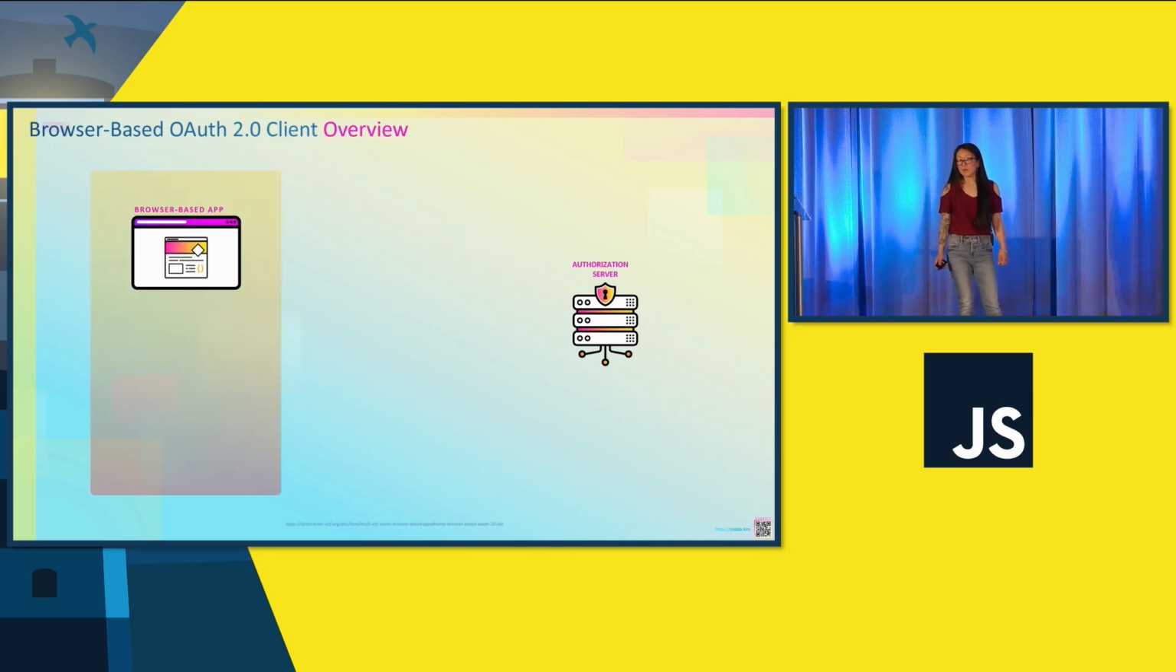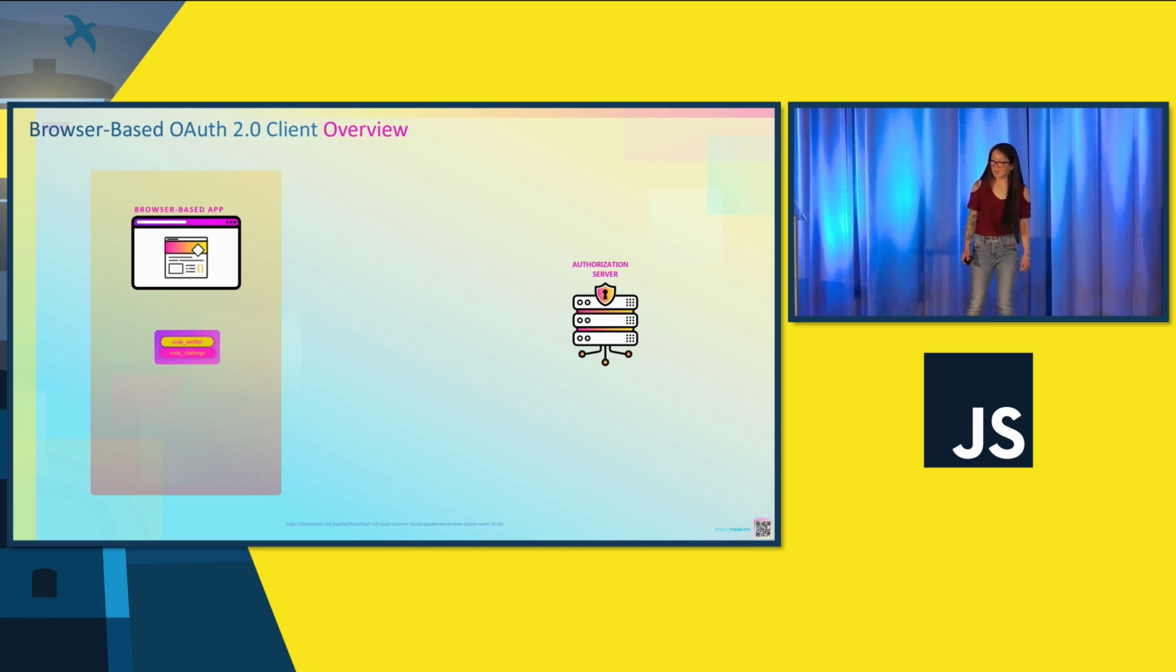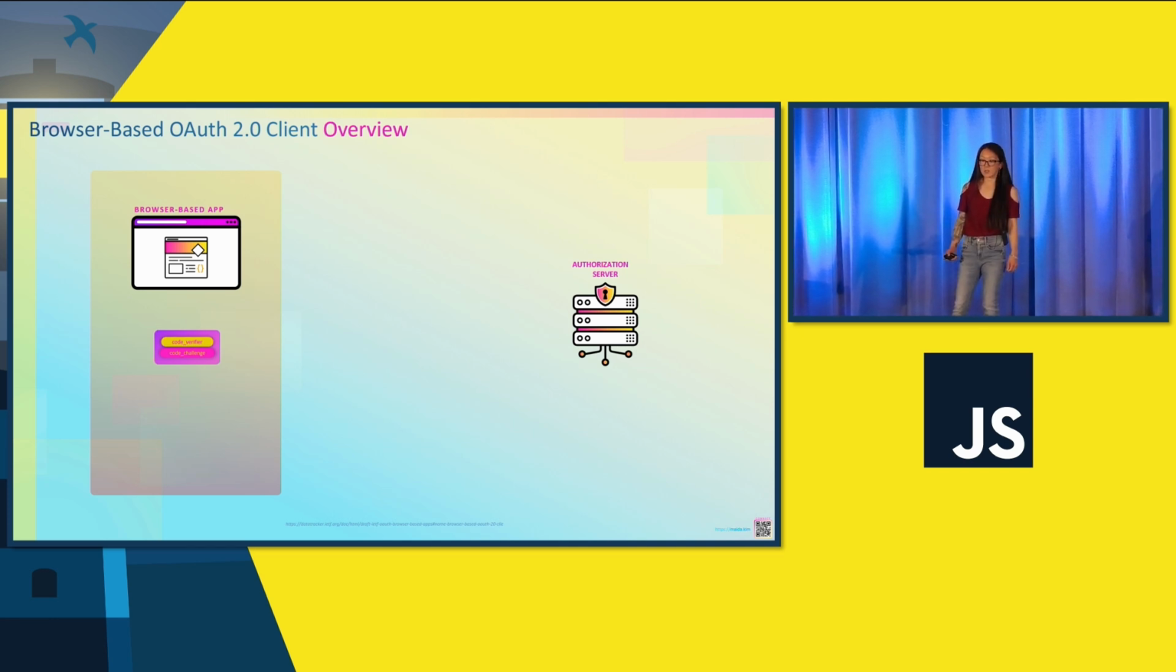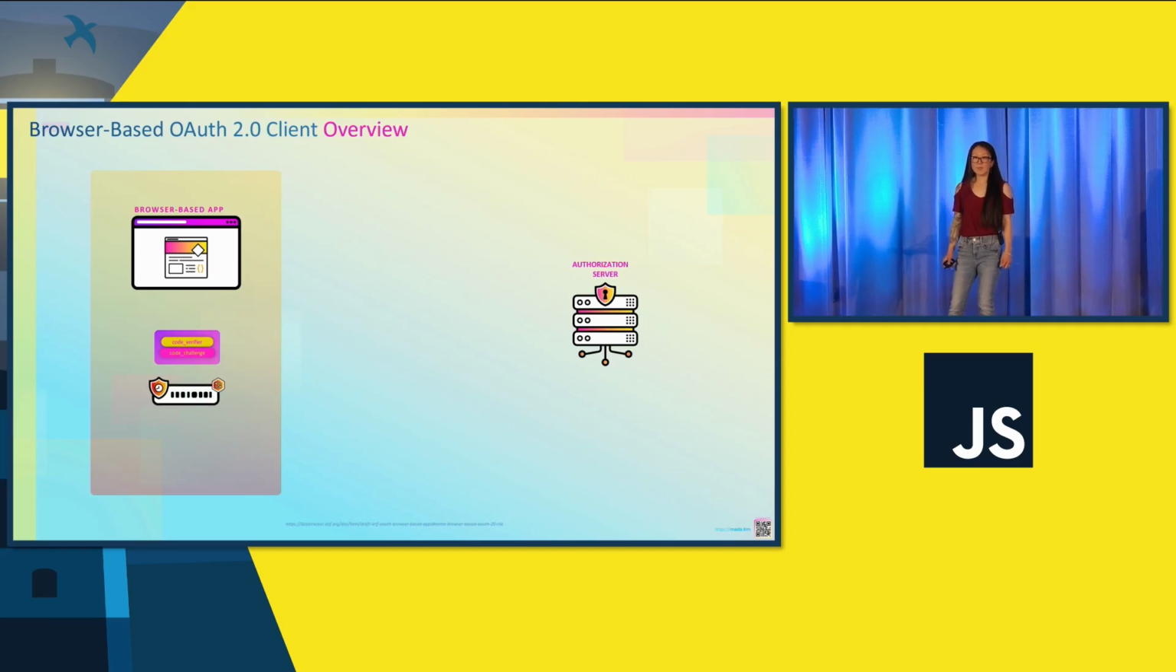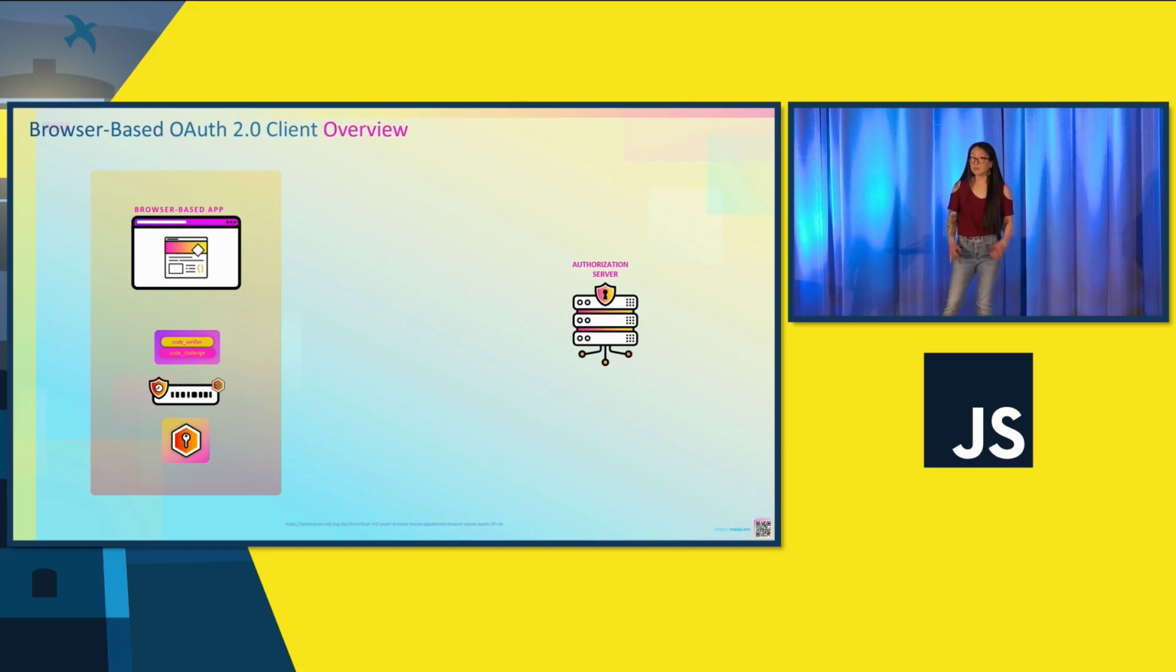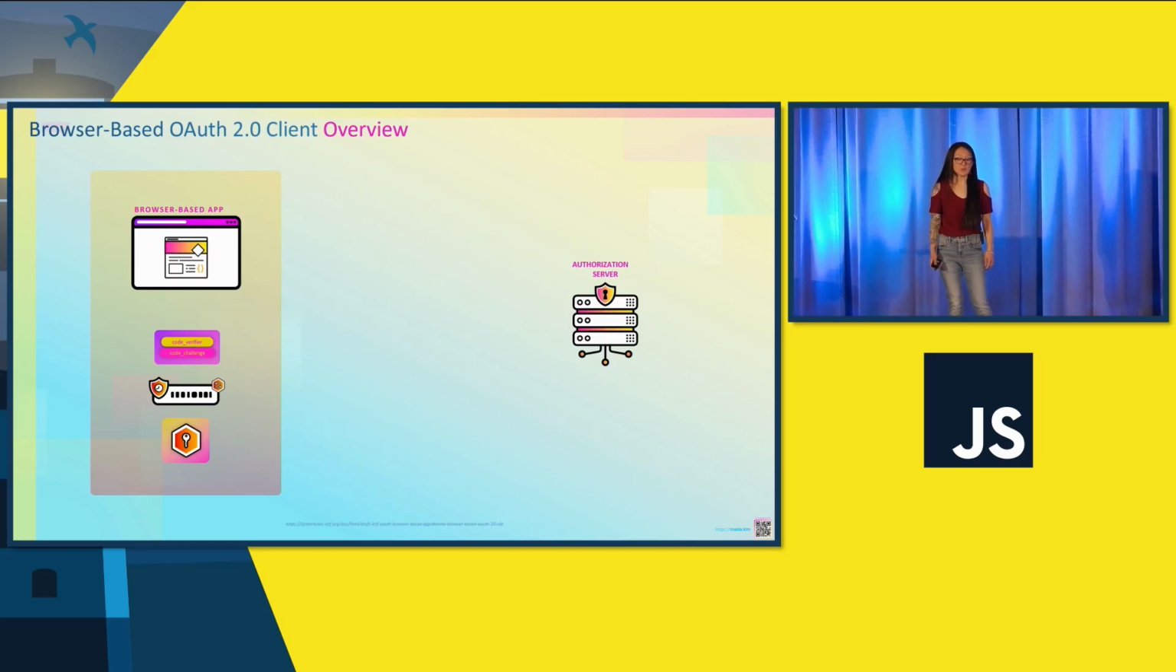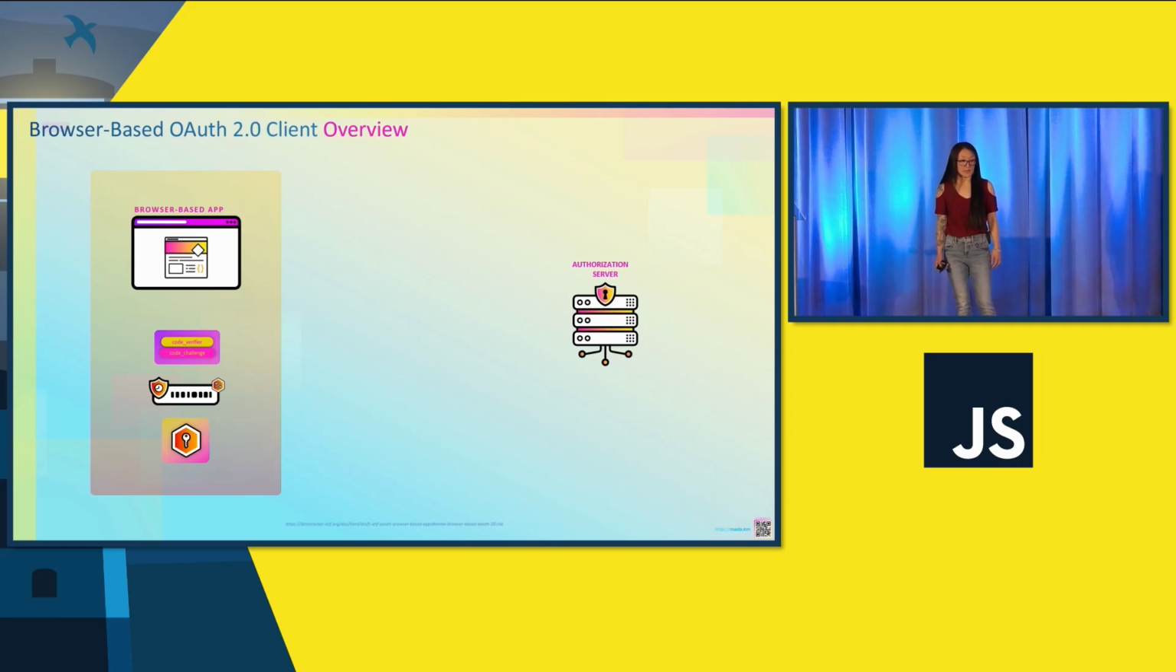A browser-based OAuth 2 client architecture must use PKCE to protect against CSRF and authorization code injection. Session management isn't proxied, so everything happens directly in the front-end app. And we can only store tokens in memory. We should never put them in browser storage. So given all of these things, please understand that browser-based OAuth 2 client is not a secure solution.